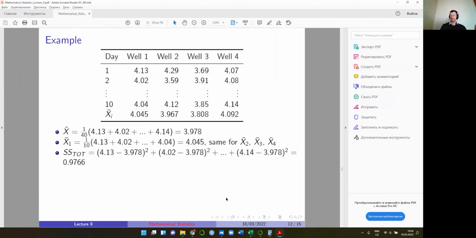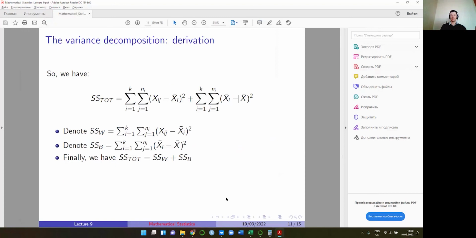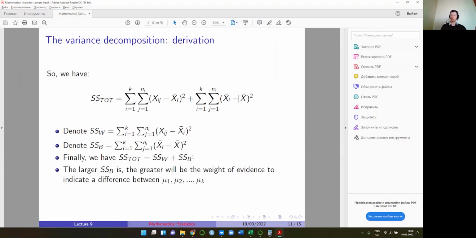And the last element. So basically the last element we can calculate from this identity, right? So if you know SS total and if you know SSW, we can simply calculate SSB as a difference. But let's also consider how to calculate this with the help of the formula. So we also want to have here 40 numbers. Why 40? Because for every column, 1, 2, 3, 4, and for every line from 1 to ni, so from 1 to 10, we want to calculate these differences.